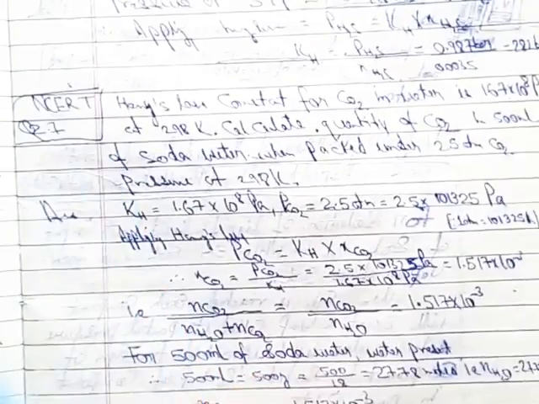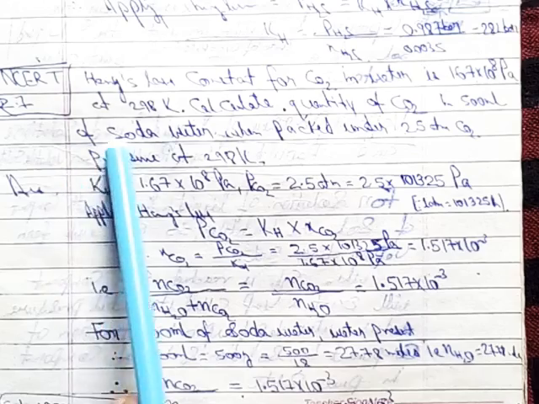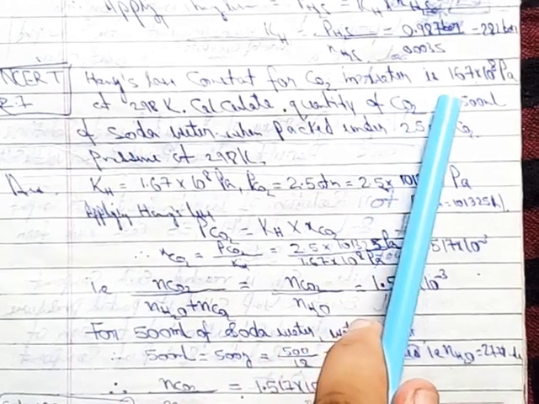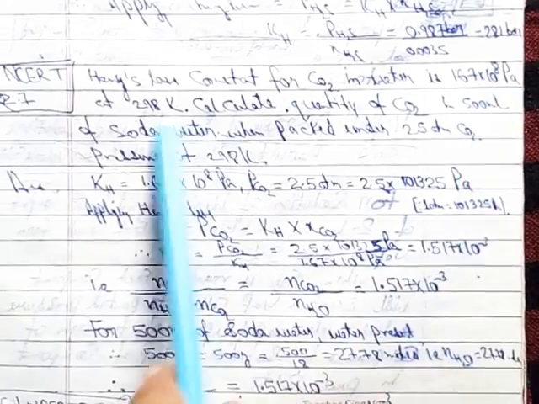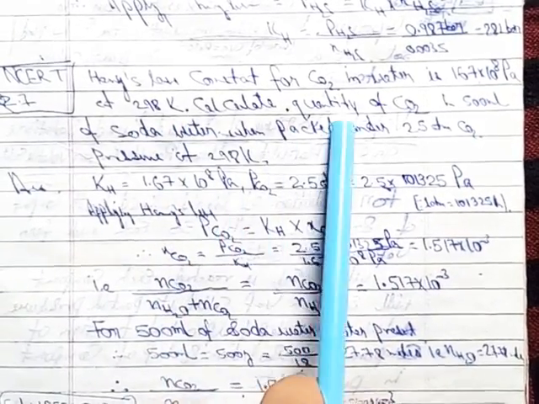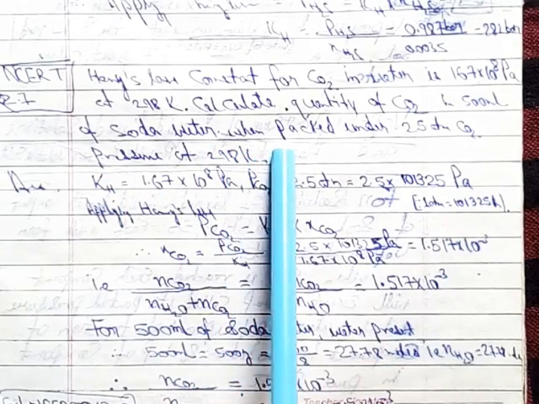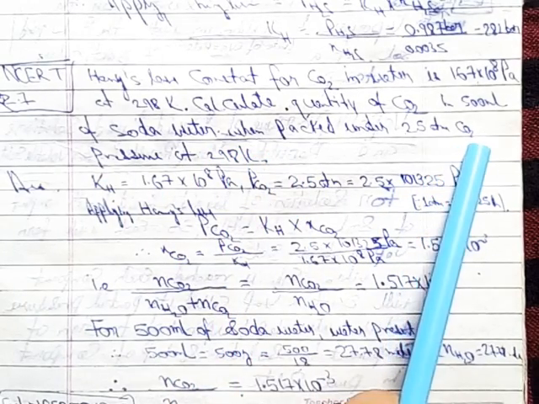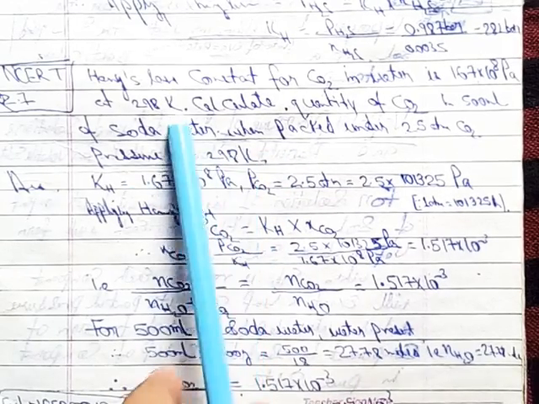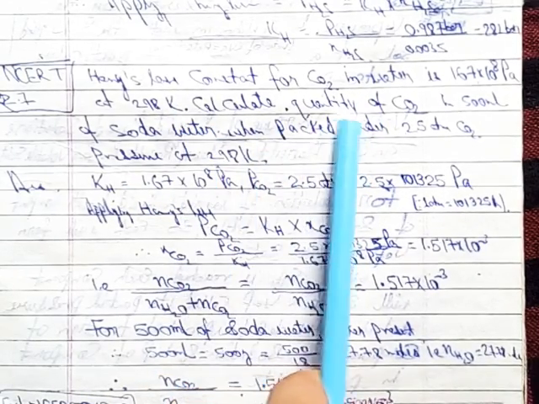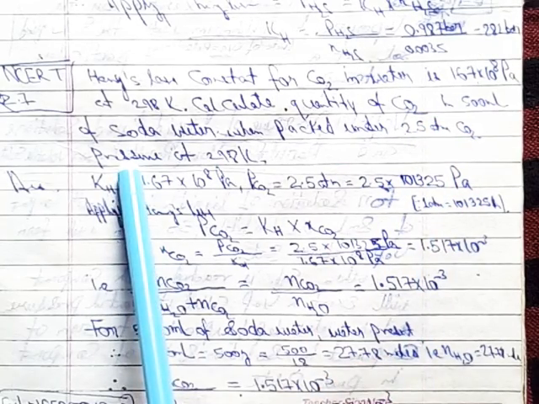Now next question of NCERT, that is question number 7. Henry's law constant for carbon dioxide in water is 1.67 into 10 power 8 Pascal at 298 Kelvin. Calculate the quantity of carbon dioxide in 500 ml of soda water when packed under 2.5 atm carbon dioxide pressure at 298 Kelvin. So Henry's constant is given. Quantity of carbon dioxide in 500 ml is asked.